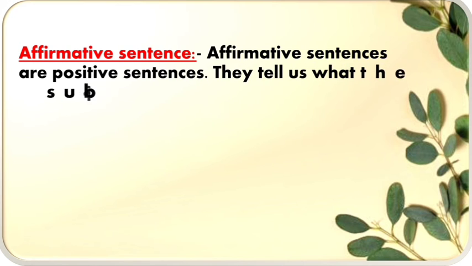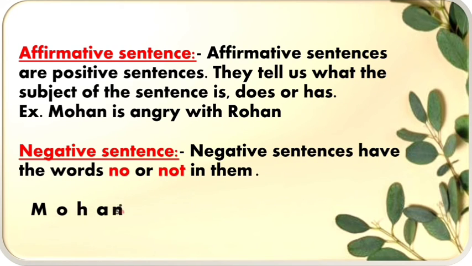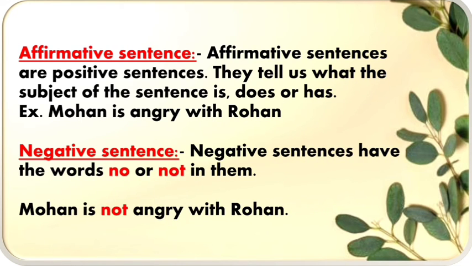Affirmative sentence or negative sentence. Affirmative sentences are positive sentences. They tell us what the subject of the sentence is, what the subject of the sentence does, what the subject of the sentence has. For example, Mohan is angry with Rohan. All right, this is the example of affirmative sentence.